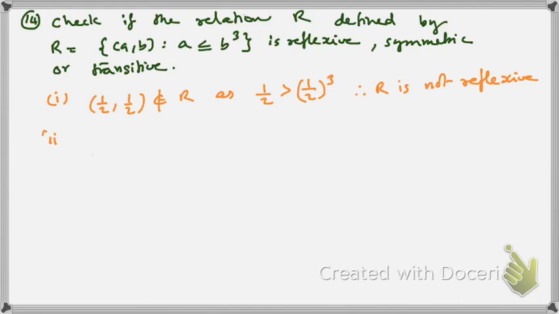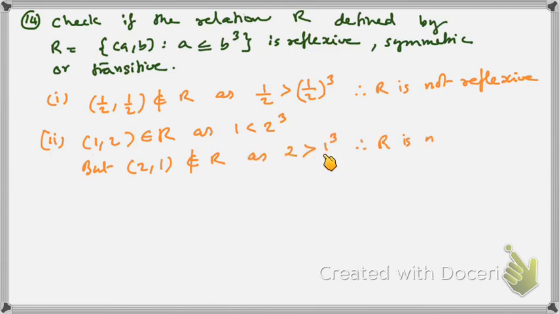Now we need to prove that it is not symmetric. So we know that 1 is related to 2 because 1 is smaller than 2 cubed. Now, does it go the other way around? We are going to say (2, 1) does not belong to R. Justify: 2 is greater than 1 cubed. 2 is greater than 1. I'm supposed to get 2 as smaller than 1. So (1, 2) belongs to R, but (2, 1) does not belong to R. And therefore R is not symmetric.